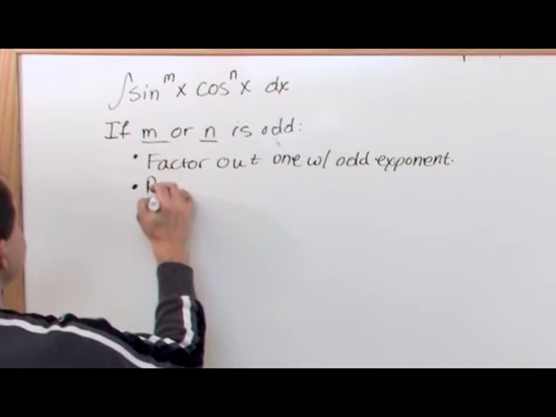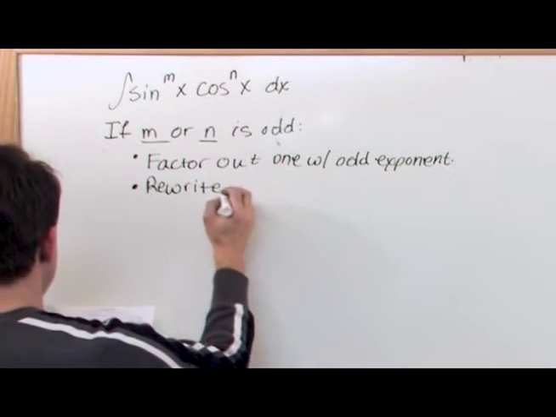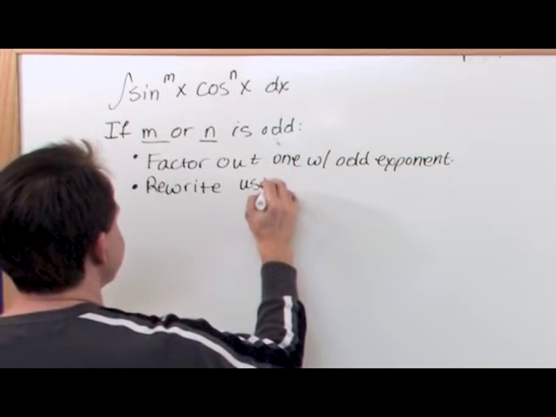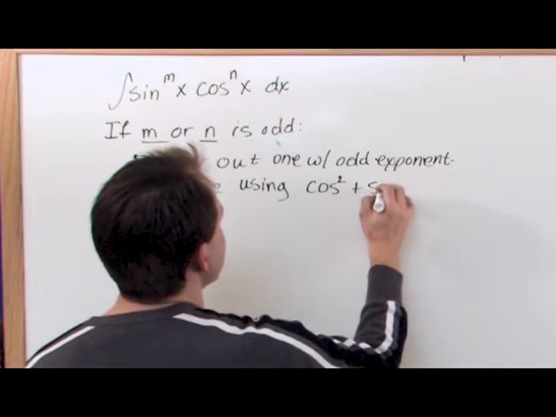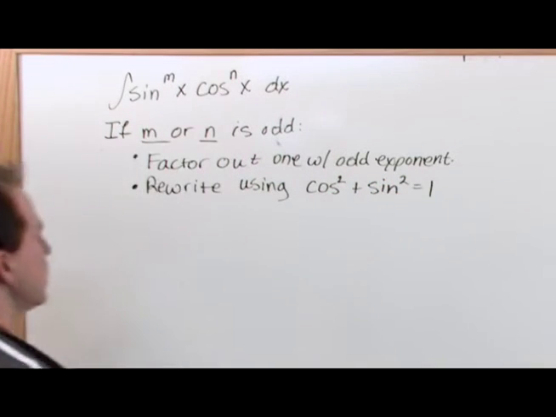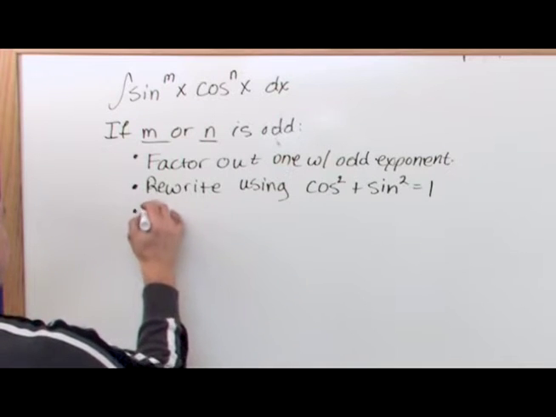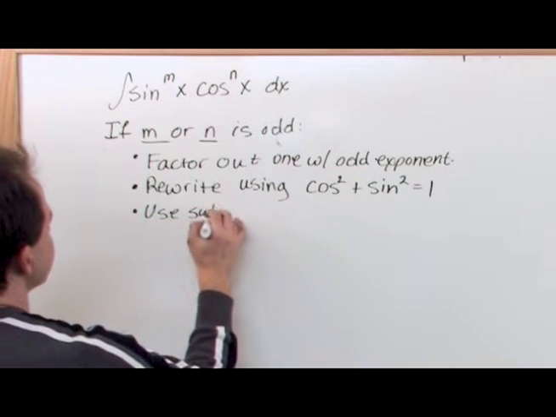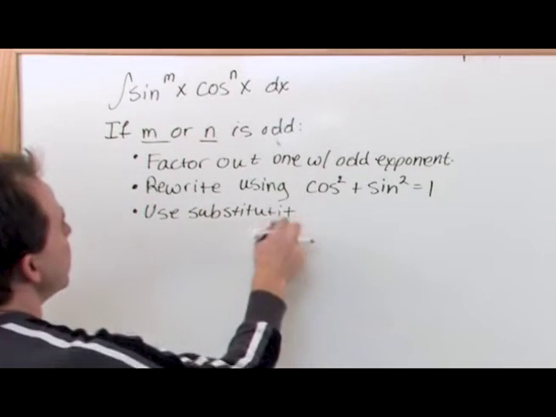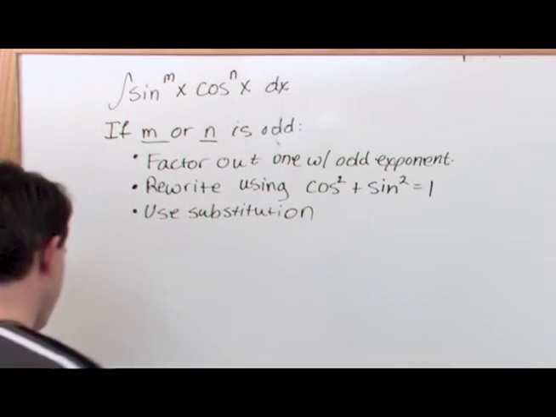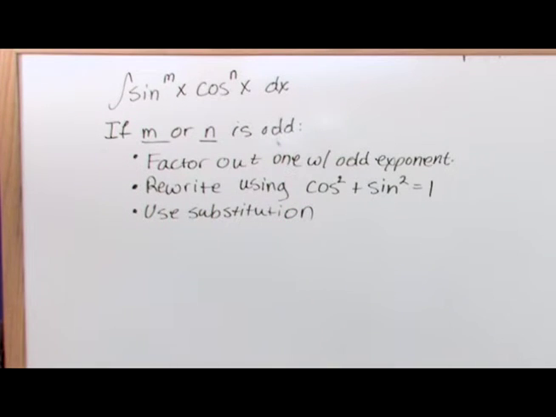You'll rewrite the function using the famous identity that you guys all know, cosine squared plus sine squared is equal to 1. Okay, you'll rewrite using that, and then you'll use substitution. Okay, so that's the basic cookie cutter thing. Now you can't get too wrapped up in this formula here. I mean, it's not going to be perfect, but it's going to get you through most of the cases.